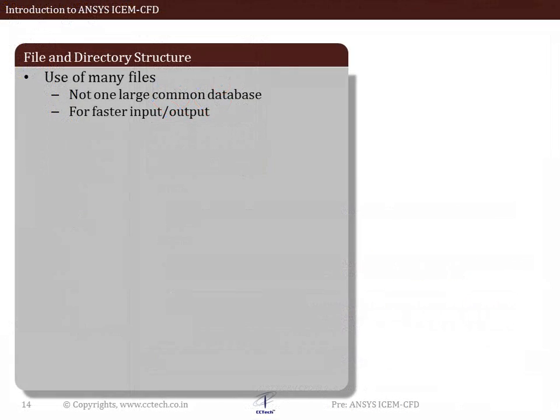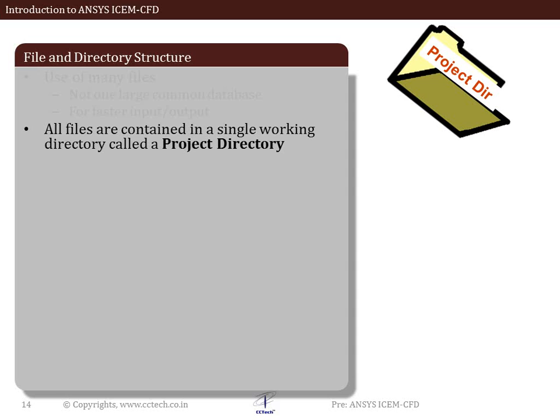Before going into the details of each component of the UI, let's have a look at files associated with ICMCFD and their content. There are various files associated with one ICMCFD project. Rather than storing all information in one file, ICMCFD uses different files to store different information. This multi-file structure gives better and faster control on data input-output and its usage. All the files are stored in one project directory.